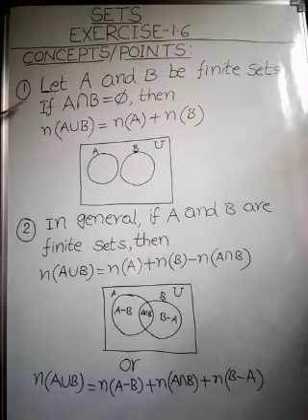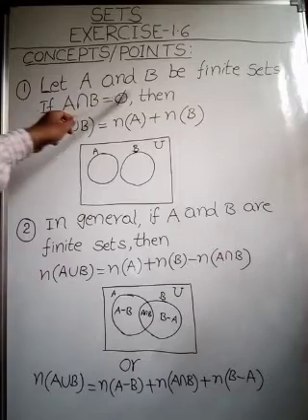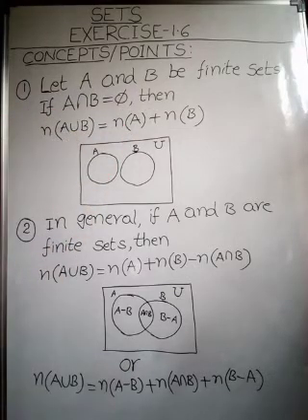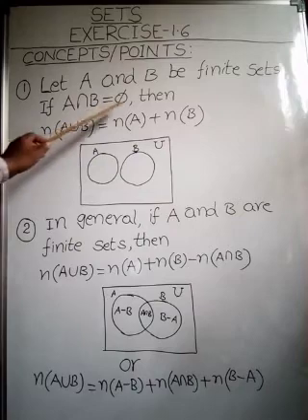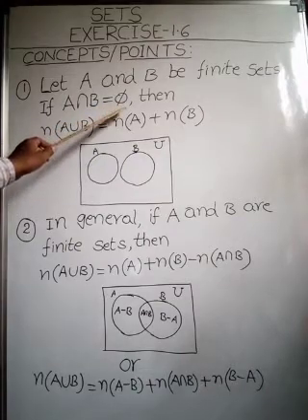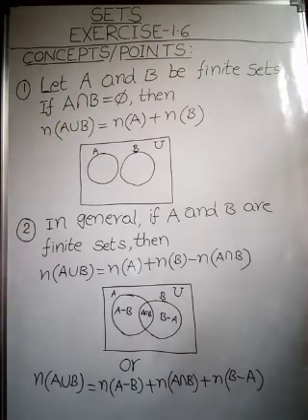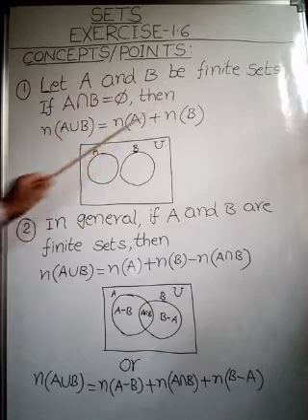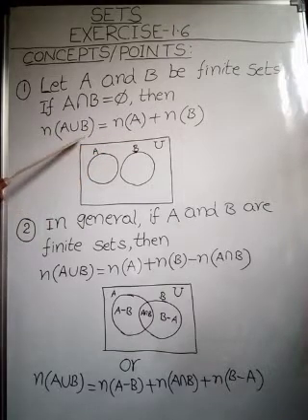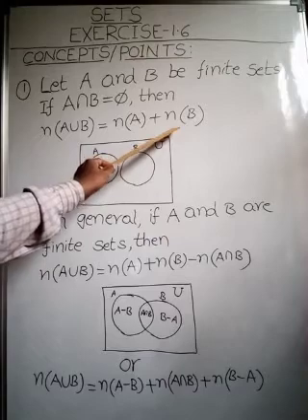1.6. See the first point. Let A and B be finite sets and A intersection B is equal to empty set. If A intersection B is empty, what are the two sets called? Disjoint sets. There are no elements in common, so they are said to be disjoint sets. In that case, n of A union B is equal to n of A plus n of B.